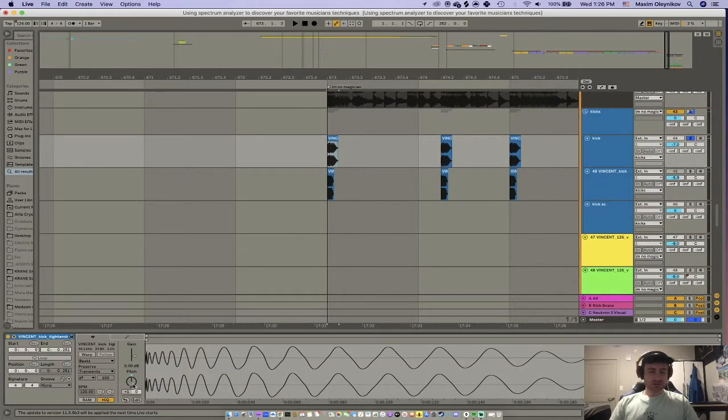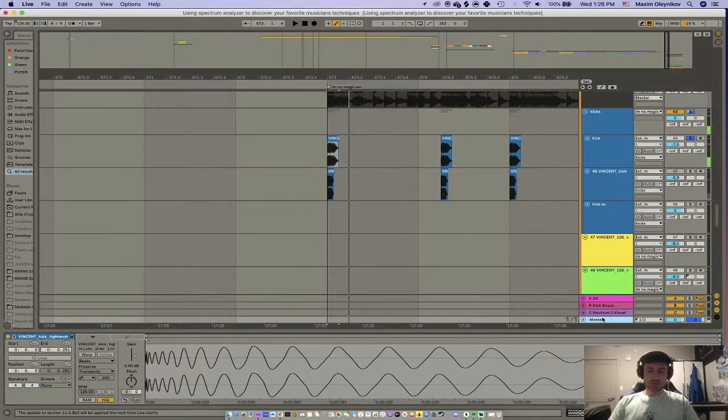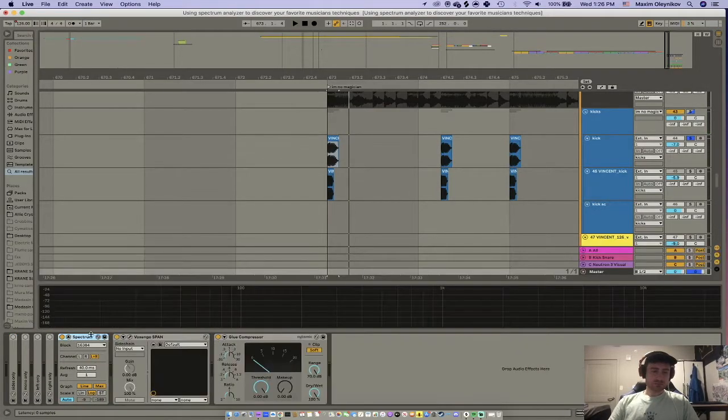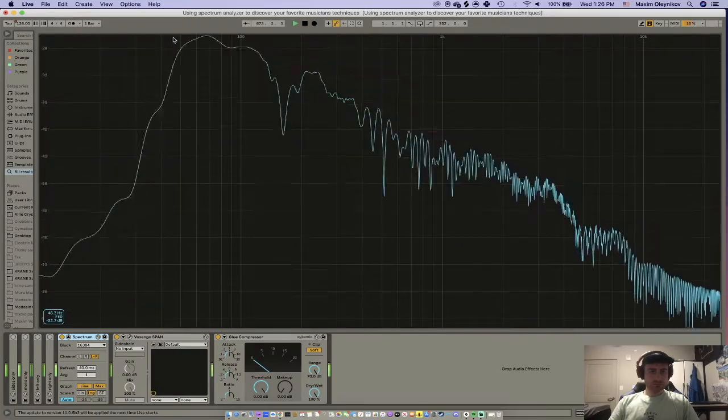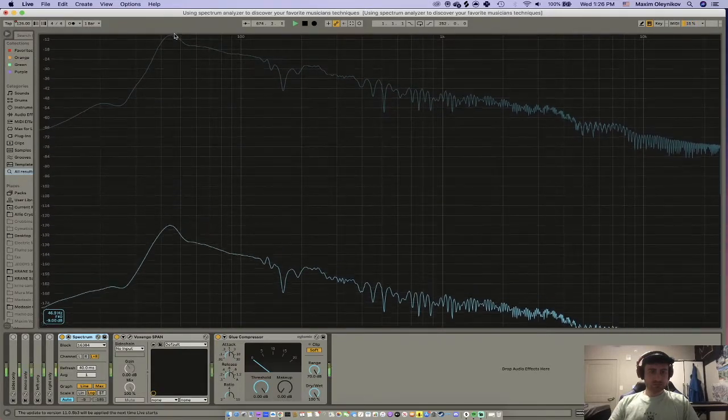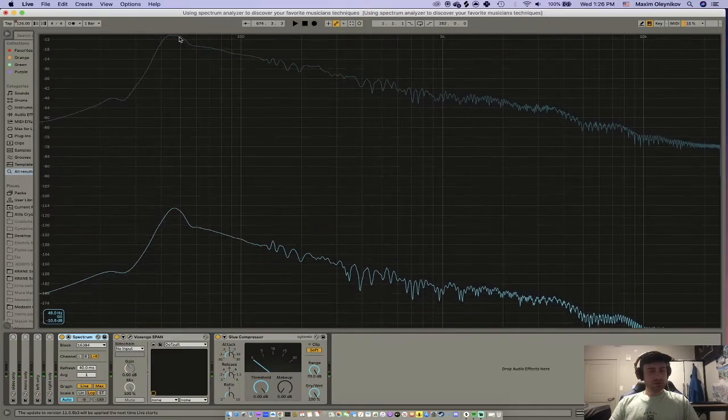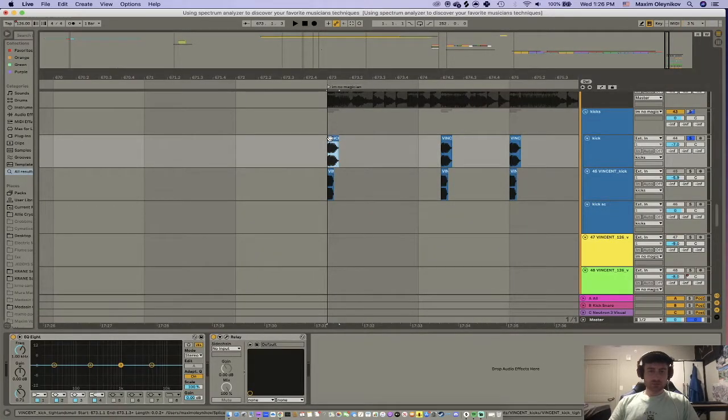So you can see this kick actually came as an F sharp. But the song I was using to recreate it was a G. So I pitched the kick up one semitone.